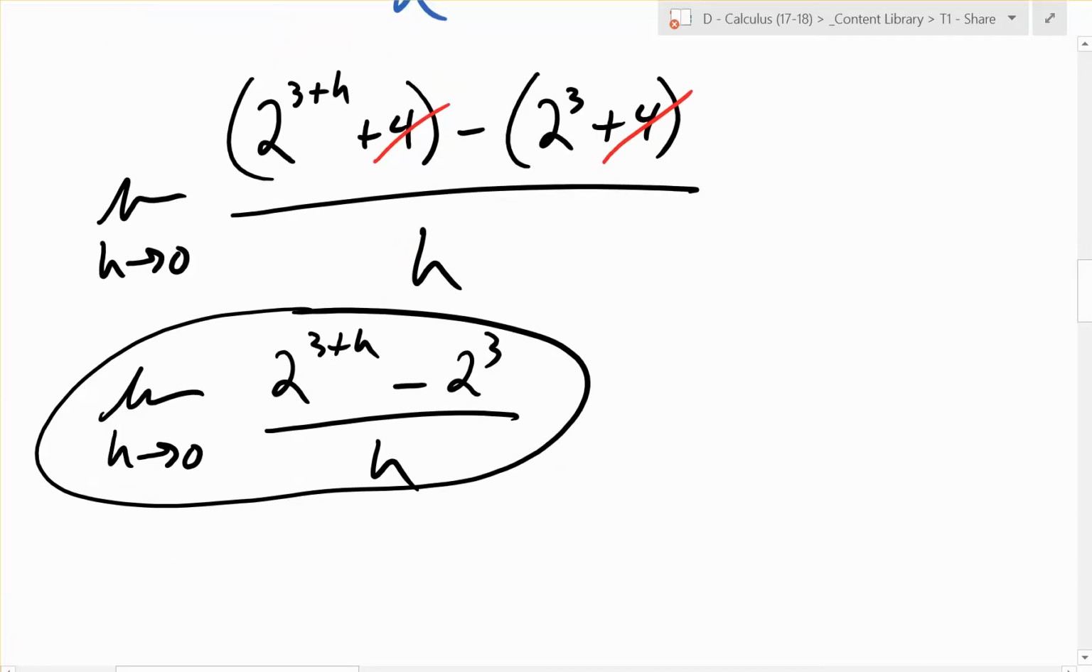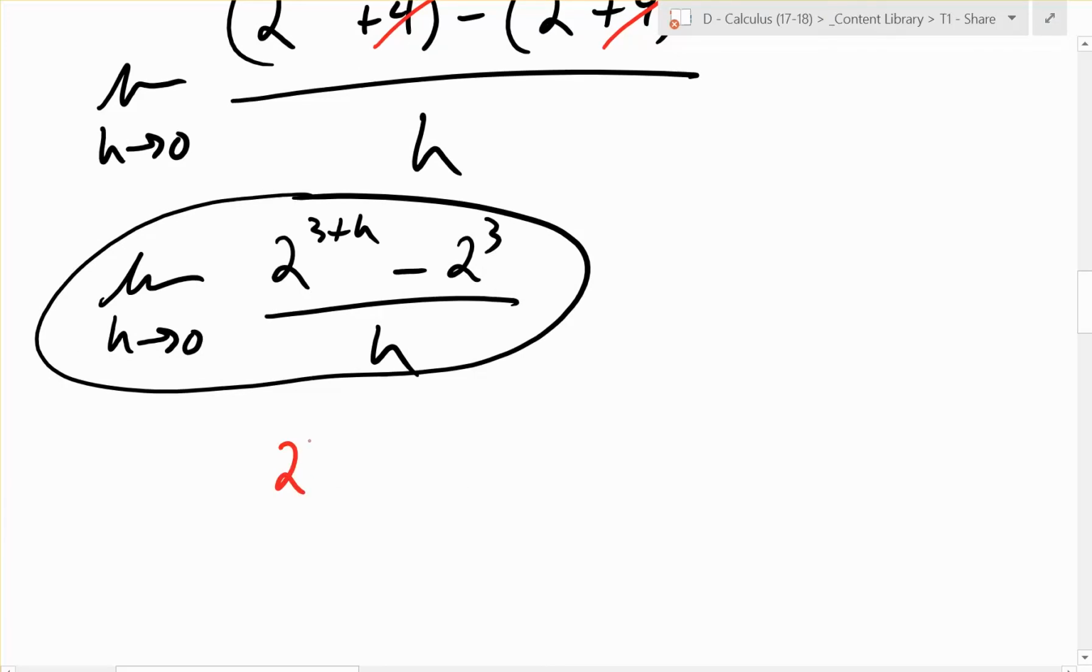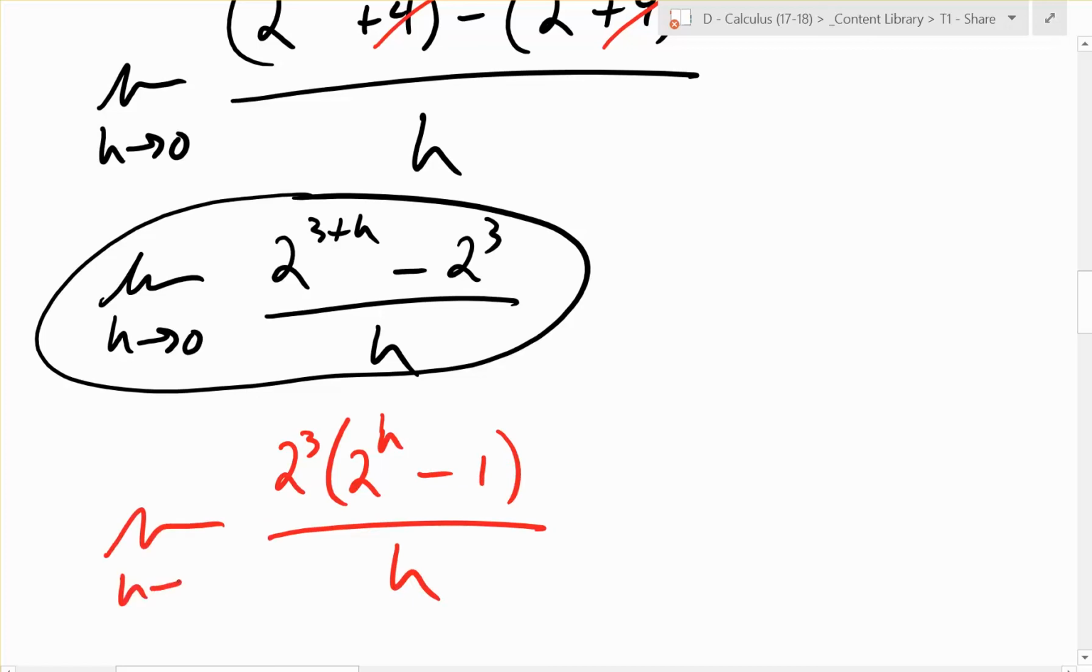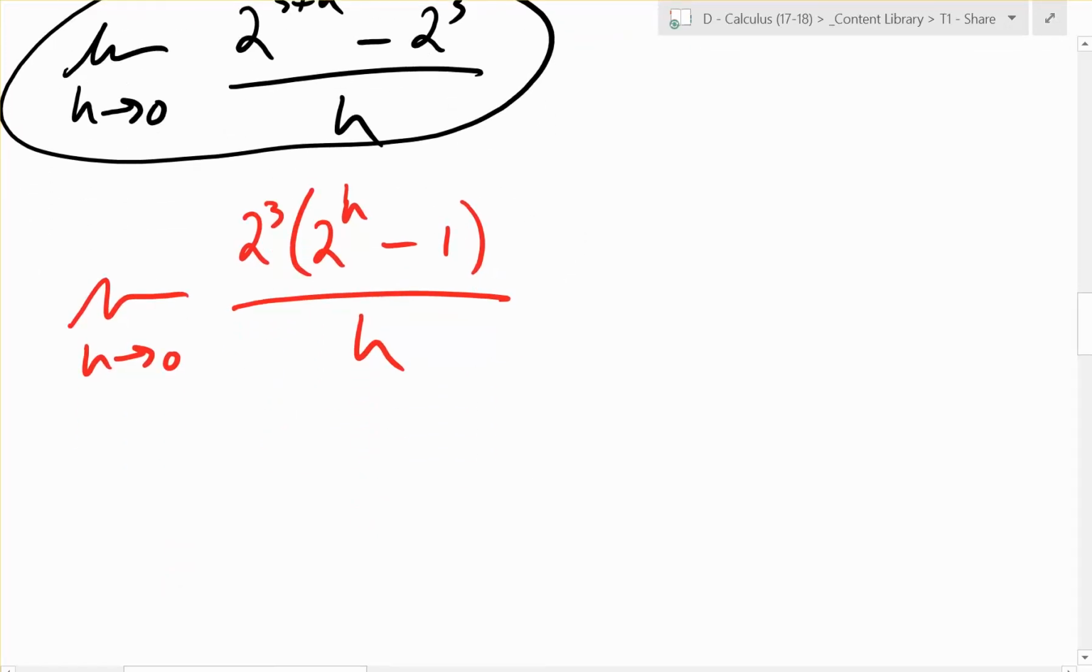The challenge is there's no real way to factor out an h. You can factor out a 2 to the third if you wanted to. You can make it 2 to the third times 2 to the h minus 1 over h, limit as h goes to 0, but you can't cancel an h. So if there's no algebraic way to cancel the h, you can't plug in 0 because it would make 0 in the denominator. So in this case, you would still have to make a table.